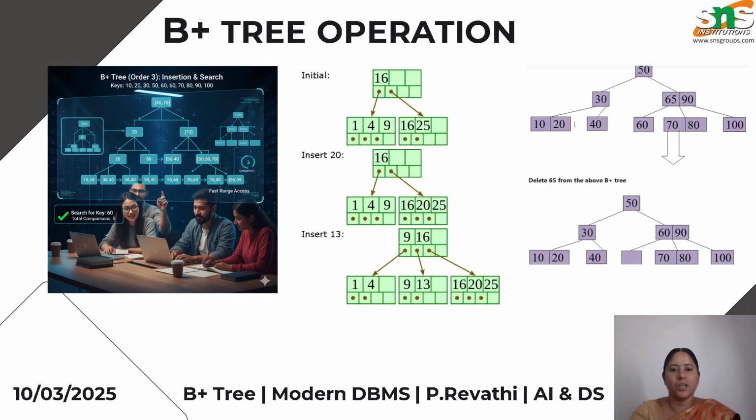In a B plus tree, we perform three main operations: search, insert, and delete. The search starts at the root and follows keys down to the leaf level. Insertion ensures that nodes split only when full, maintaining balance. Deletion merges or redistributes keys to keep the tree height uniform. All of these operations happen efficiently with minimal disruption.